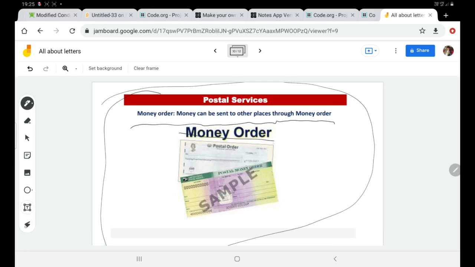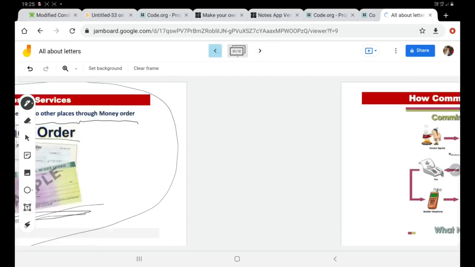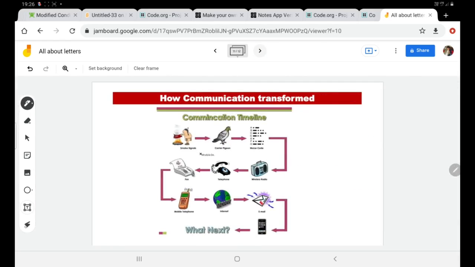So here you can see this sample. You need to go to the post office and give the money, and they will give you this sample paper, and then you need to fill in the full form. And now, the communication timeline. So how do we communicate?